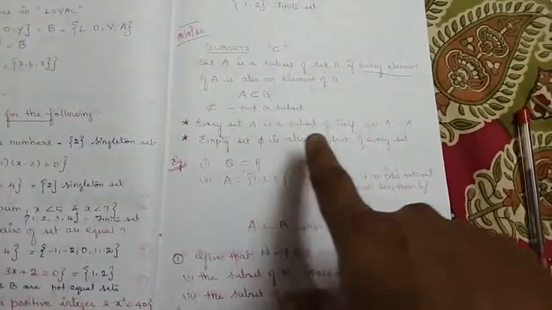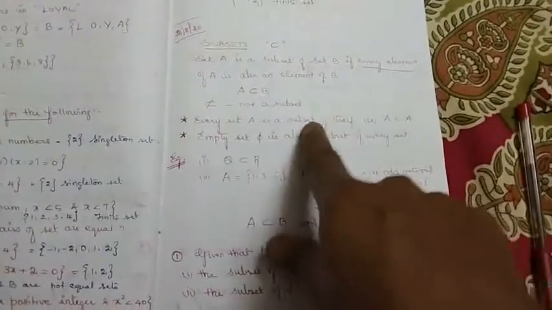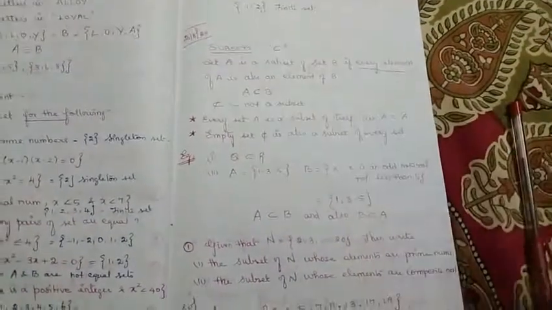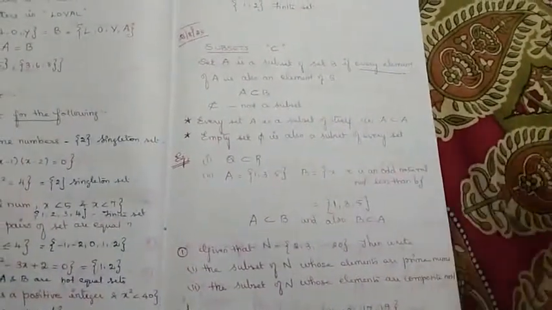Every set A is a subset of itself. An empty set is also a subset of every set. You have to remember these two. Every set is a subset of itself, and the empty set is also a subset of every set. Okay, then based on this we have done a few problems on how to identify the subsets.